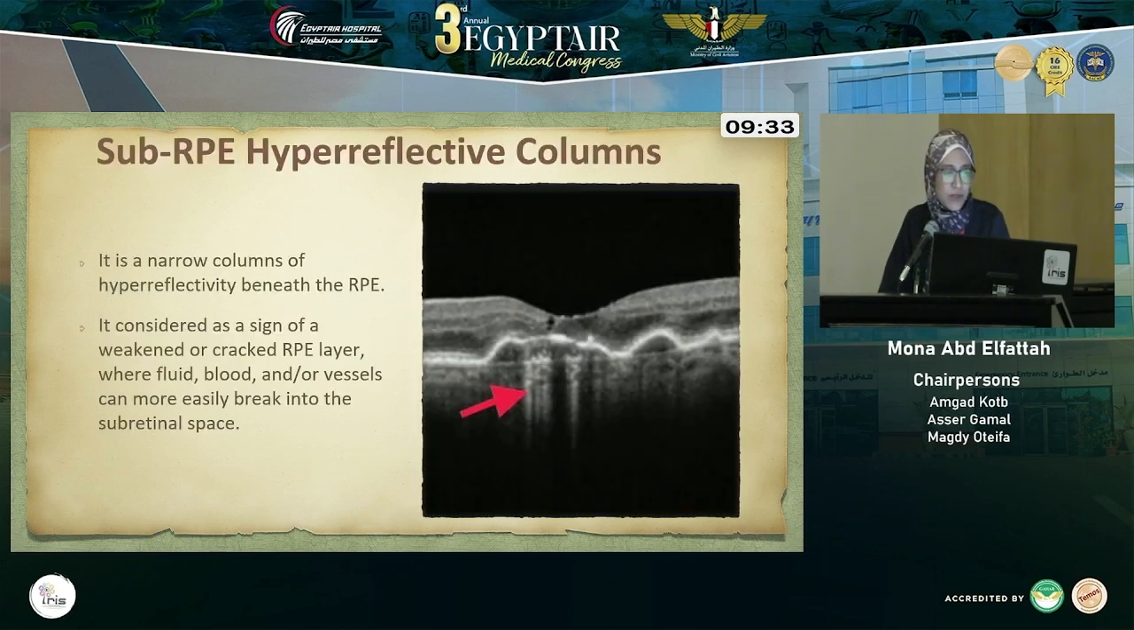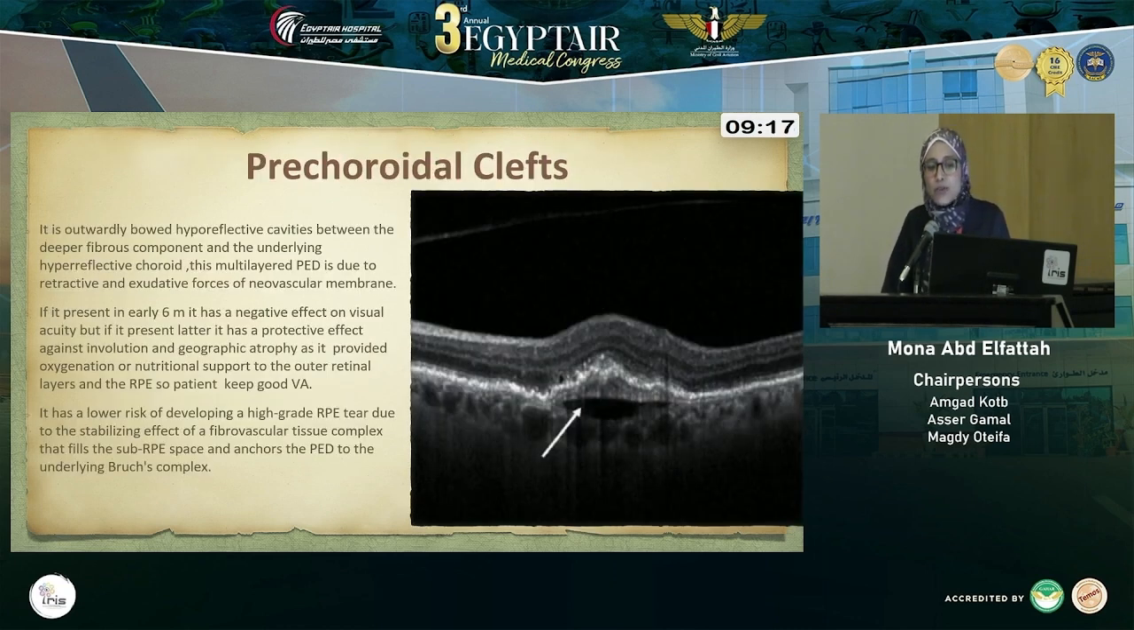Choroidal feature. Sub-RPE hyperreflective column. It's a narrow column of hyperreflectivity beneath the RPE. It is considered a sign of weakened or cracked RPE layer where fluid, blood, and all vessels can more easily break into the subretinal space. The big choroidal cleft هتلاقوها كتيرة قوي عشان قعدت اتناقش مع دكتورة لبنى فيها، هي ليها protective mechanism. خلينا نبدأ.